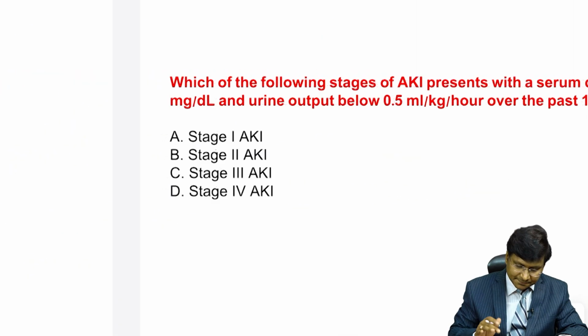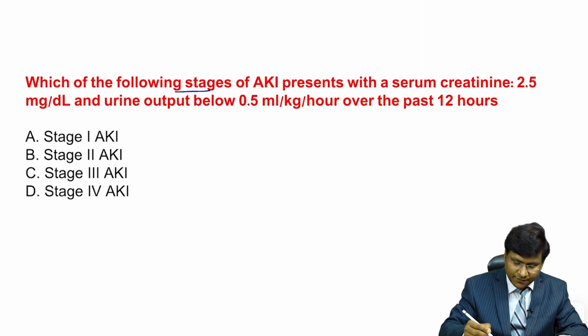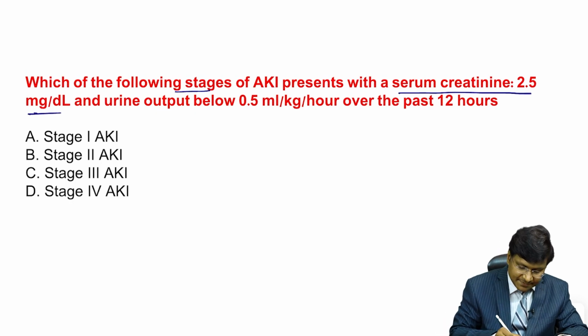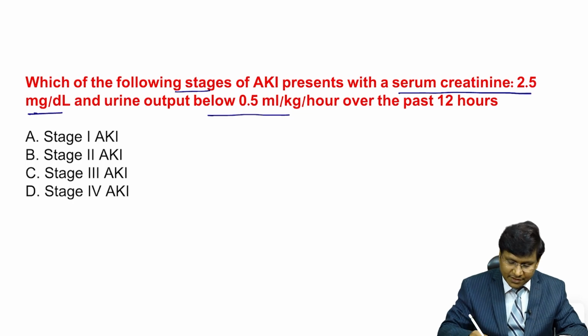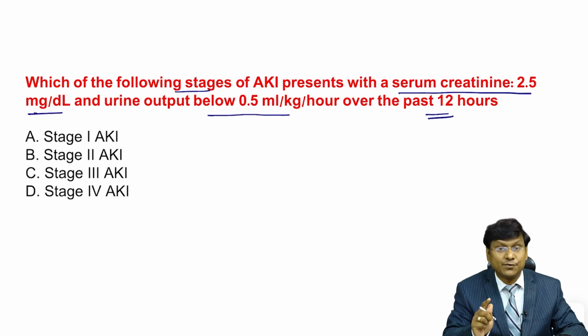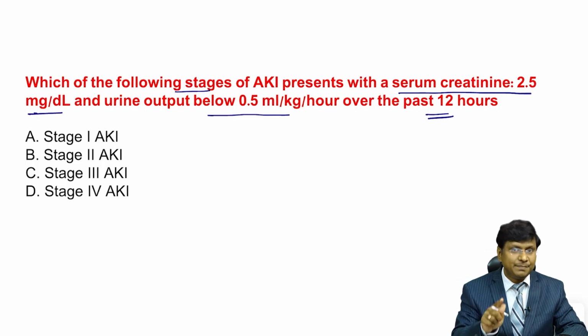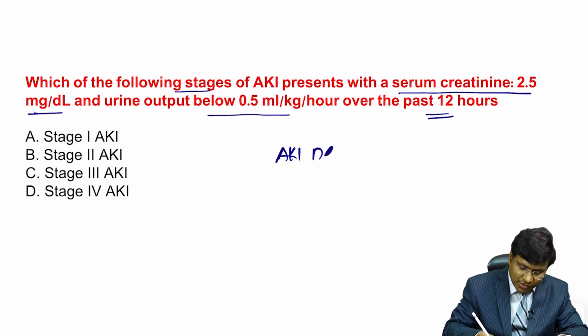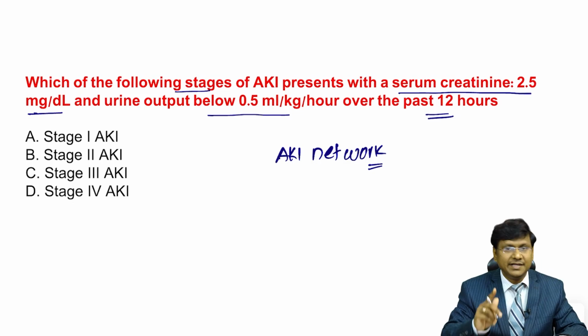Next question. Which of the following stages of acute kidney injury presents with a serum creatinine of 2.5 milligrams per deciliter and urine output below 0.5 ml per kg per hour over the past 12 hours? The options are stage 1, stage 2, stage 3 and stage 4 acute kidney injury. So please remember the Acute Kidney Injury Network criteria, this is the organization which has given the staging of acute kidney injury, right?